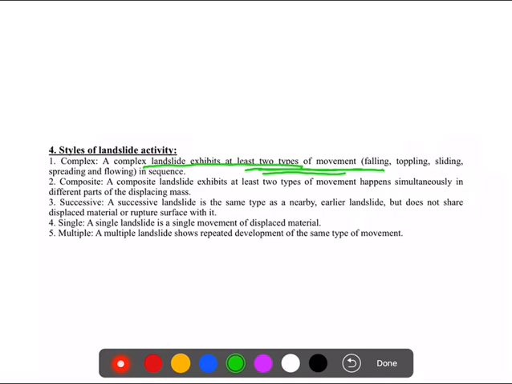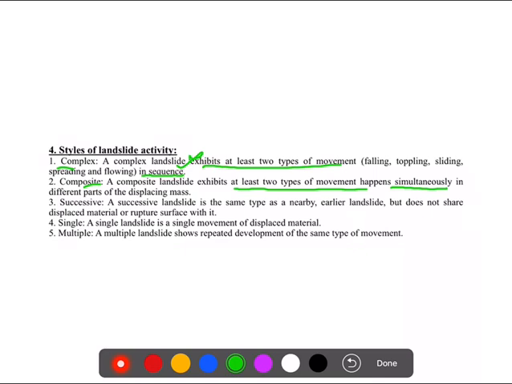Composite. What is a composite landslide? It exhibits at least two types of movement that happen simultaneously. Now see the difference from complex. You can say complex is also exhibiting two types, so, sir, where is the difference? The difference is the sequence.